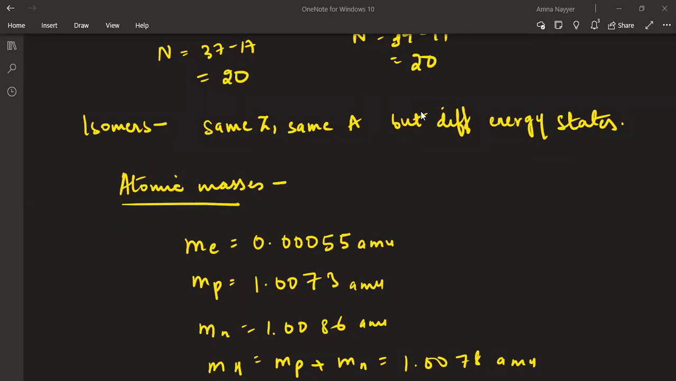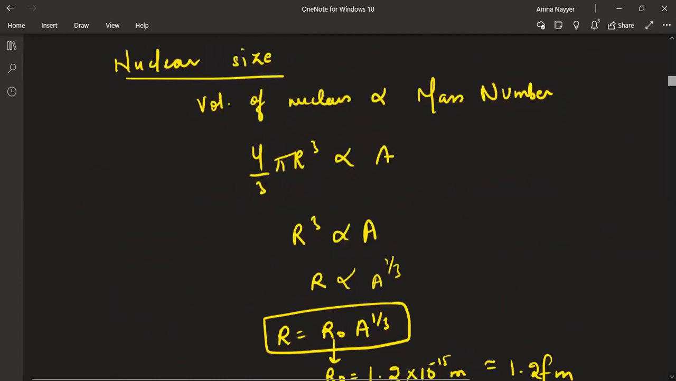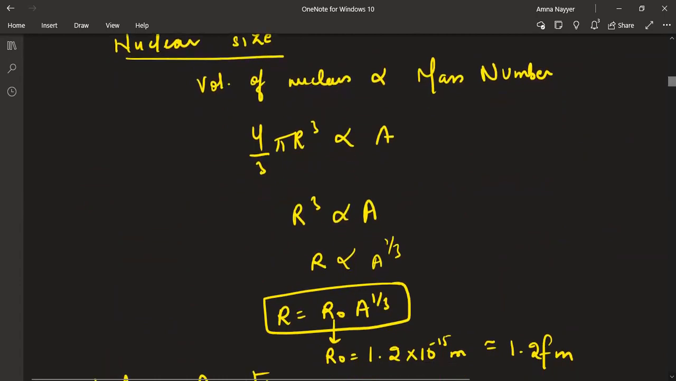Before we come to mass defect, two important topics are there: nuclear density and nuclear size. Class, remember one thing regarding nuclear size: the volume of the nucleus is directly proportional to the mass number. A was the mass number which we studied. Nuclei are taken to be almost spheres, so 4/3 pi r cube is directly proportional to A. Forget all the constants, 4/3 pi is constant. What term is left? R cube is directly proportional to the mass number.